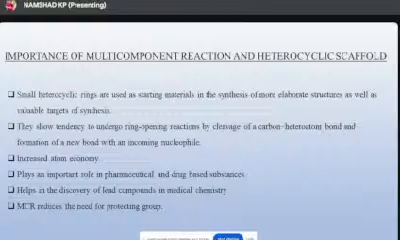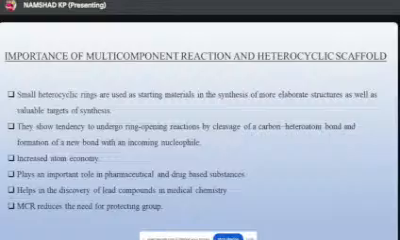Heterocyclic compounds play a central role in organic and medicinal chemistry. Small heterocyclic rings are frequently used as starting materials for constructing complex molecular architectures and also serve as valuable synthetic targets. Multi-component reactions significantly reduce the need for protecting groups, improve atom economy, and play a vital role in the discovery of lead compounds in pharmaceutical and drug-based research.